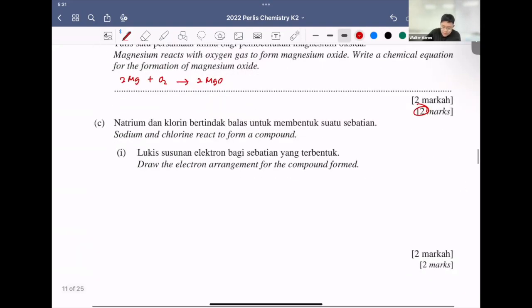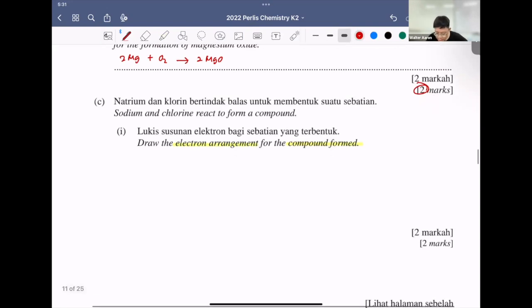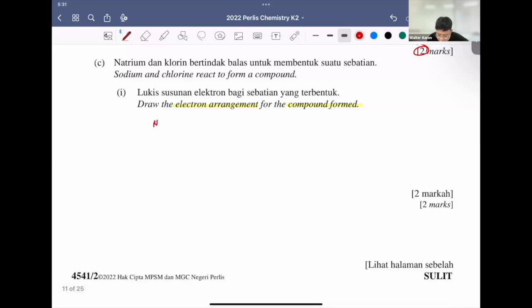Sodium and chlorine react to form a compound. Draw the electron arrangement for the compound. When they say draw the electron arrangement of the compound, you must draw the atomic structure only for the final product, not for the initial one. Initially, sodium has an electron arrangement of 2,8,1, and chlorine has an electron arrangement of 2,8,7. So that's easier for them to make a transaction.